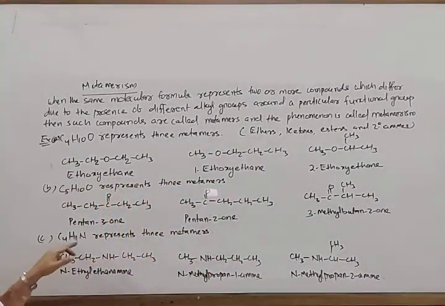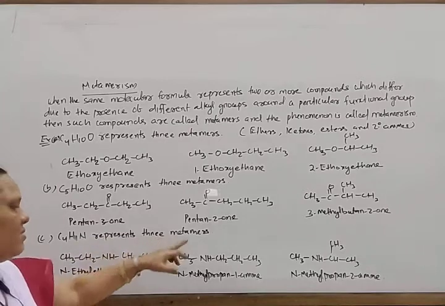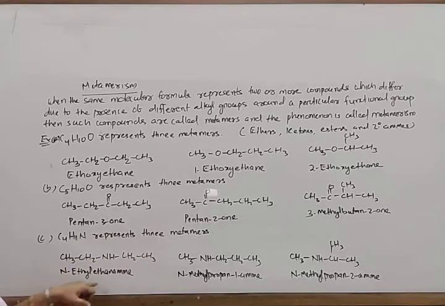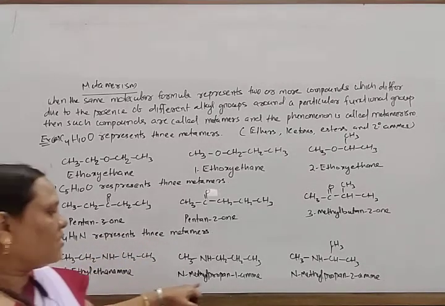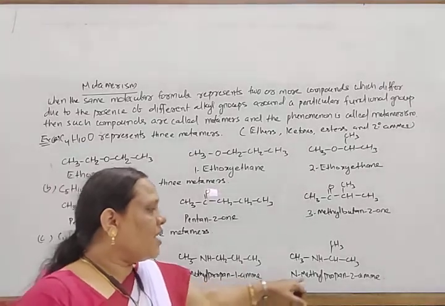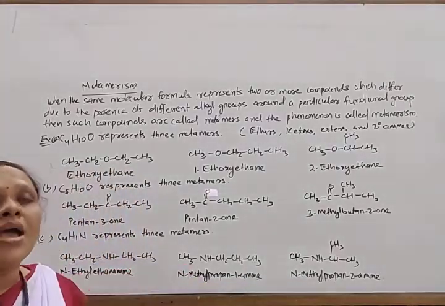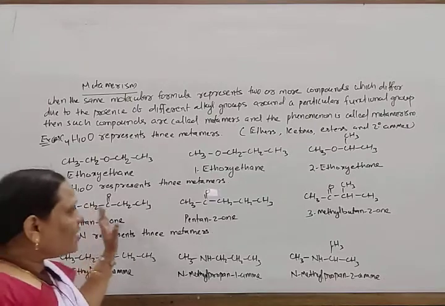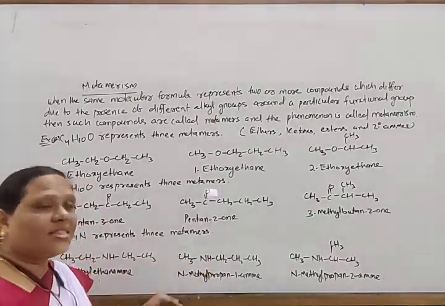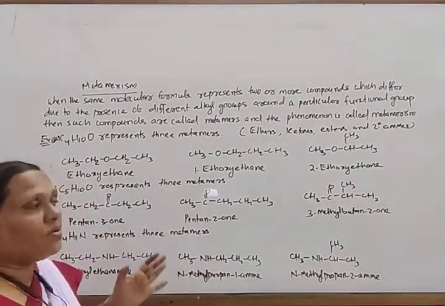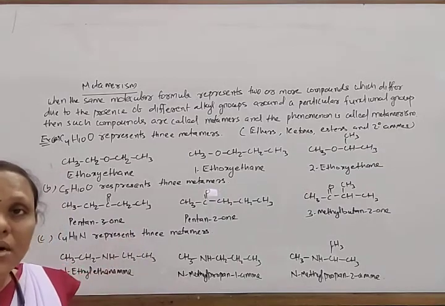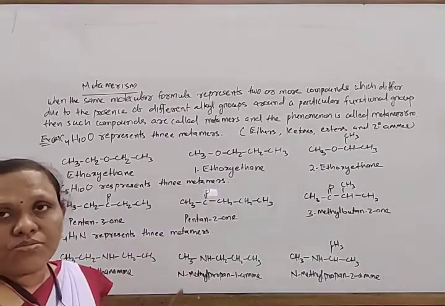Similarly, C4H11N represents three metamers: N-ethylethanamine, N-methylpropan-1-amine, and N-methylpropan-2-amine. Remember, after writing the structure, you should always write the names so that there is no confusion. Always write the proper name of these compounds. Okay?